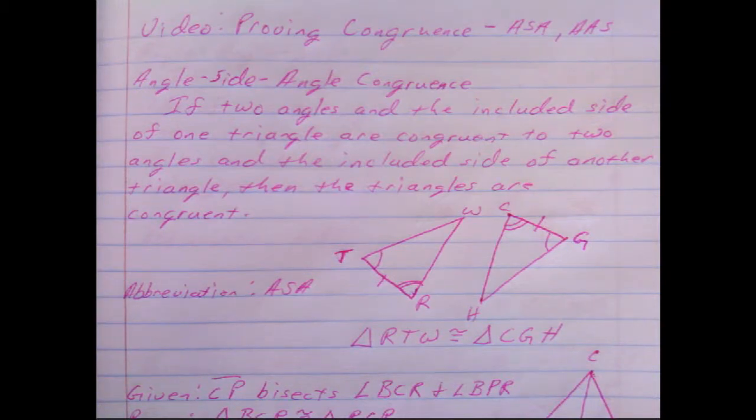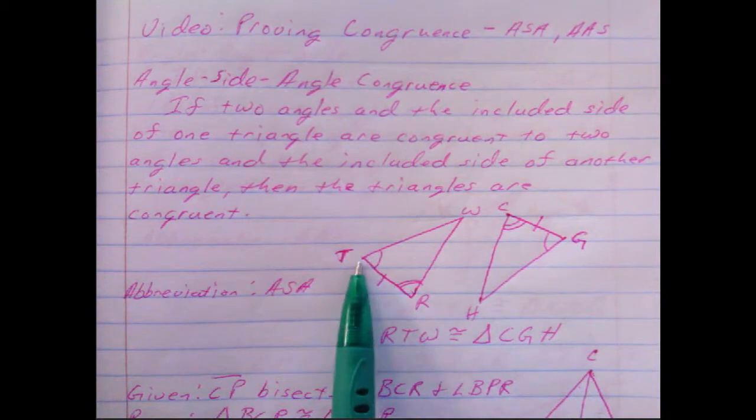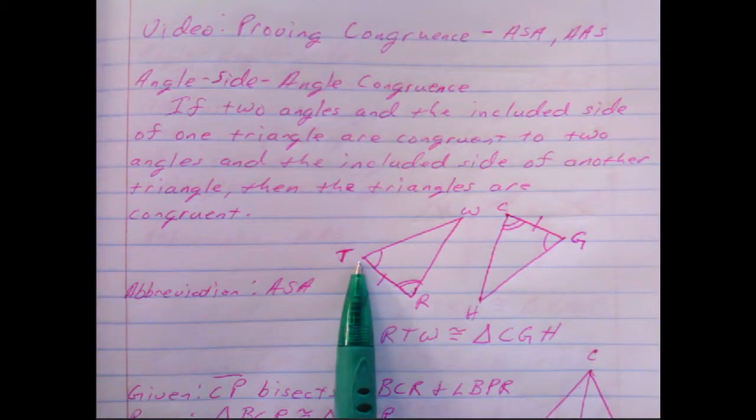So this one says if we have two angles and the included side, remember included means it's between, so it would be between the two angles this time. So if two angles and the included side of a triangle are congruent to two angles and the included side of another triangle, then those triangles are congruent.